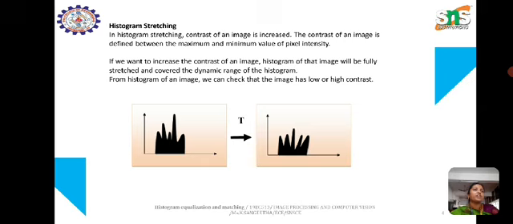The formula used here is I dash equals (I minus I min) divided by (I max minus I min), multiplied by (L minus 1), where I dash is the new intensity, I is the original intensity, and I min and I max are the minimum and maximum pixel intensities in the image. L is the number of intensity levels, so L minus 1 is 255 for an 8-bit image. The main effect of histogram stretching is that it increases the contrast by spreading the intensity levels over a larger range. It is ideal for images with poor contrast where intensity values are concentrated in a narrow band.